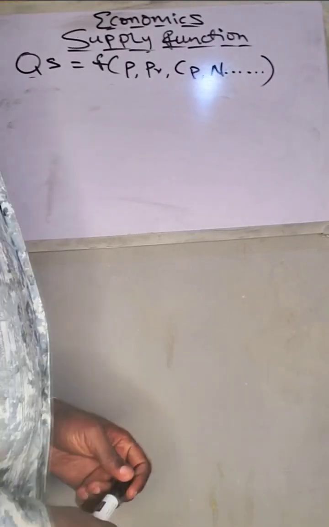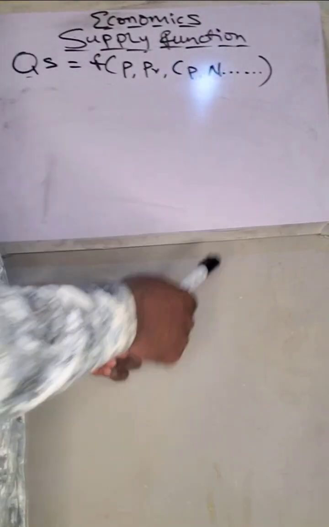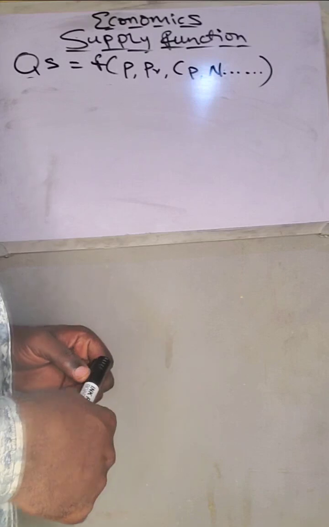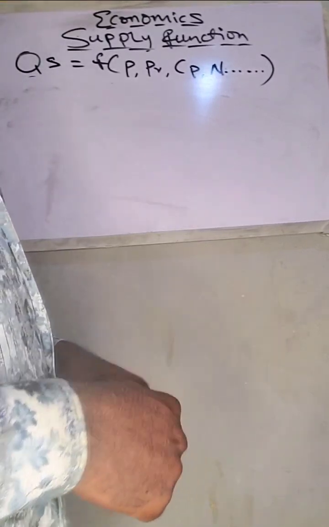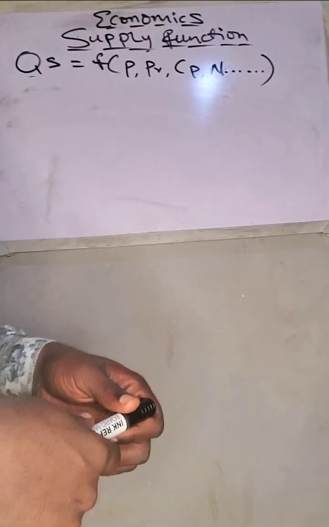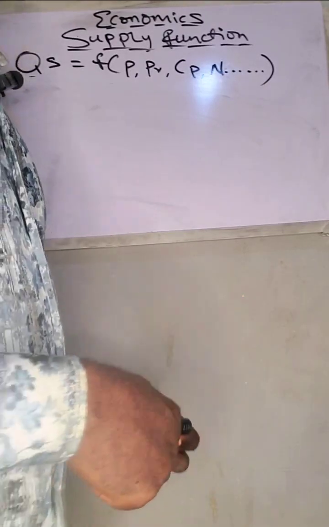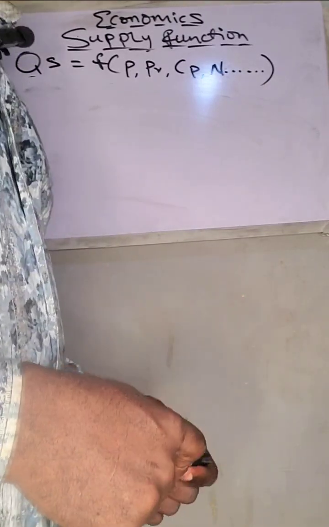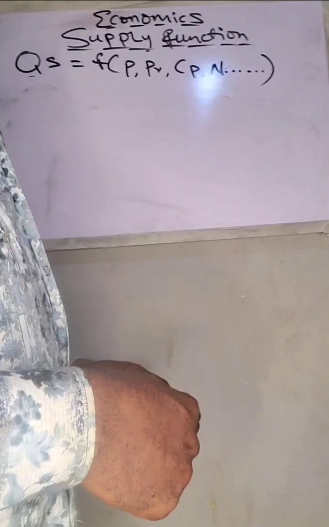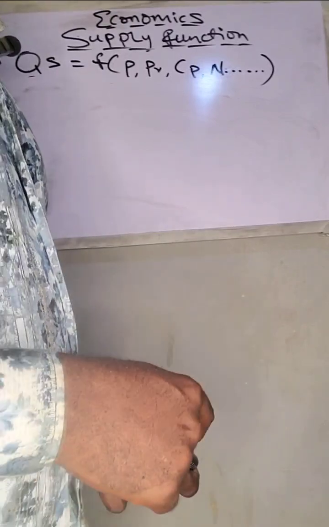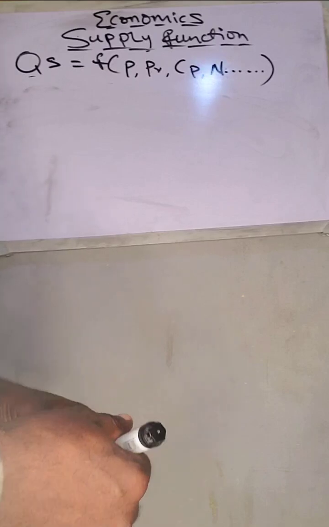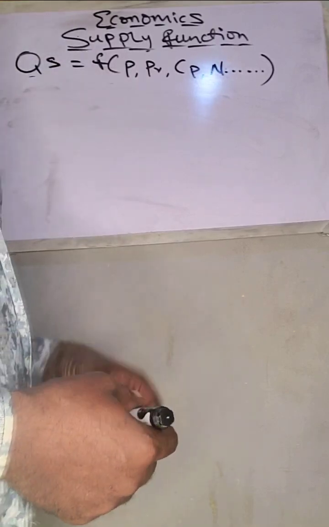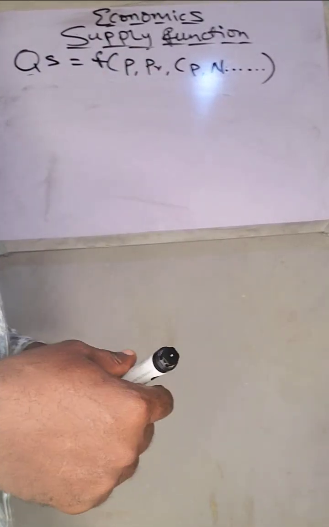Our today's topic is supply function. What is supply function? Supply function establishes the relationship between the quantity of good supplied and the factors that affect supply, the factors that influence supply.